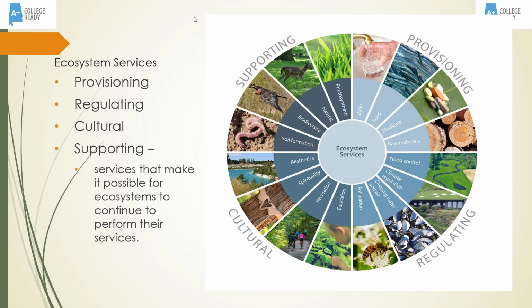and they fall into 4 categories: provisioning, regulating, cultural, and supporting. These are services that make it possible for ecosystems to continue to perform what they're trying to do. And as you can see in the way the chart's broken down, in supporting, the soil formation, the biodiversity, the habitat, the photosynthesis, that's supporting the ecosystem continuing. The cultural is more in the aesthetics, which is, do we consider something beautiful or pleasing? That's the aesthetics of something.